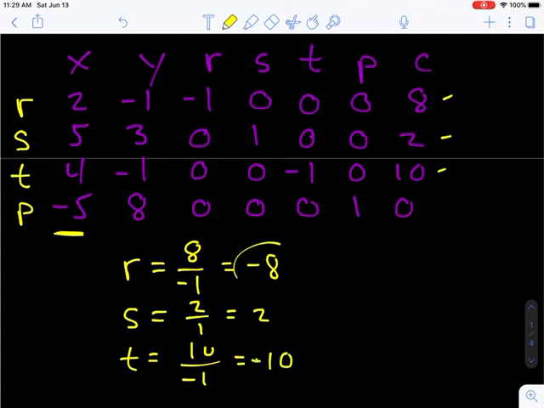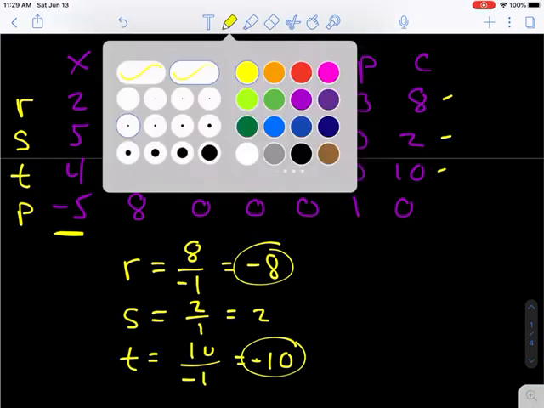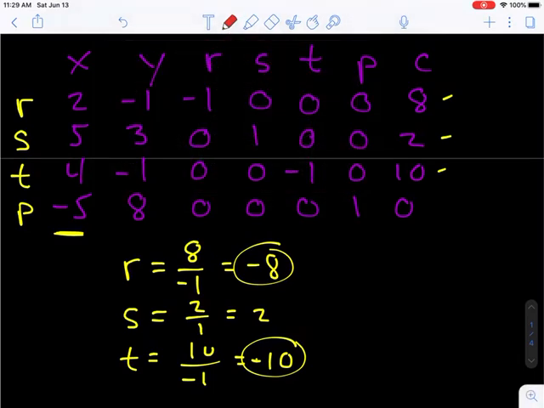So we have two negative active variables. What we want to do is identify those two. I'm just going to put a little box around those two to tell me that those two active variables are negative.